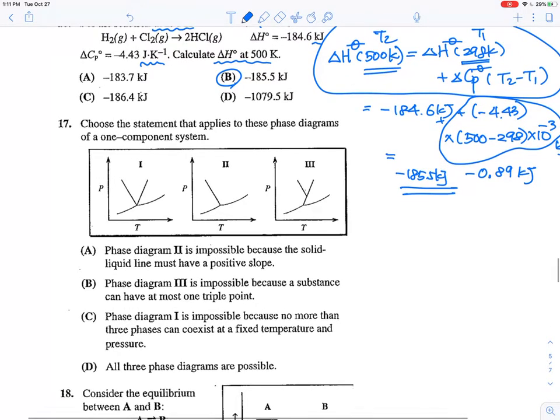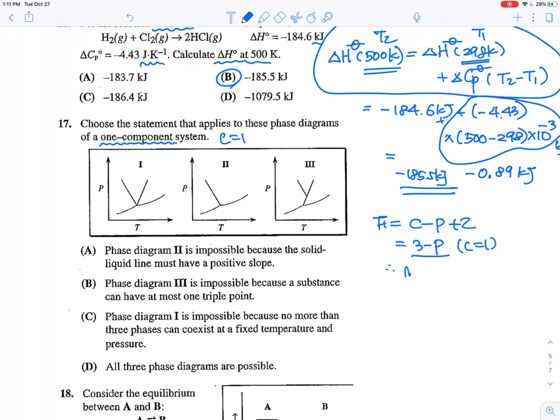Okay, so now this is a phase diagram. This is a one component system, so I guess the C is 1, and you might remember F equals C minus P plus 2, and this is the case 3 minus P, right, when C is 1. And so therefore the maximum P is 3, which is F equals 0. A negative F is not possible, and that's one designated point. That means this is what we call the triple point.